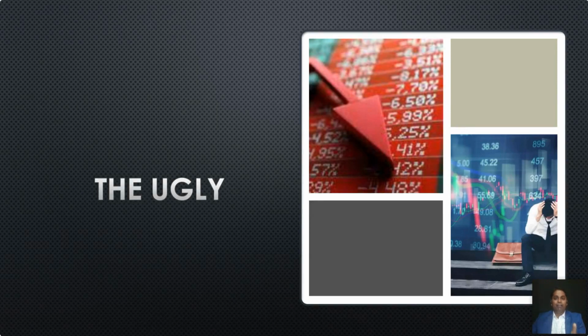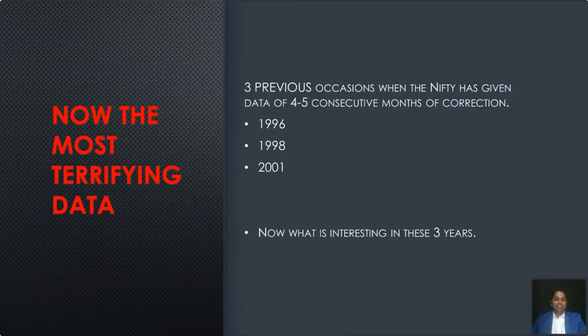What if March 2023 and April 2023 go into negative returns for the index? What could happen in that scenario? And have there been historical data points which tell us what happens when the correction extends from 3 months into the 4th as well as the 5th month? I'm sure you are going to love this data point and the analysis. There have been 3 occasions where the Nifty 50 has given 4 to 5 consecutive months of correction.